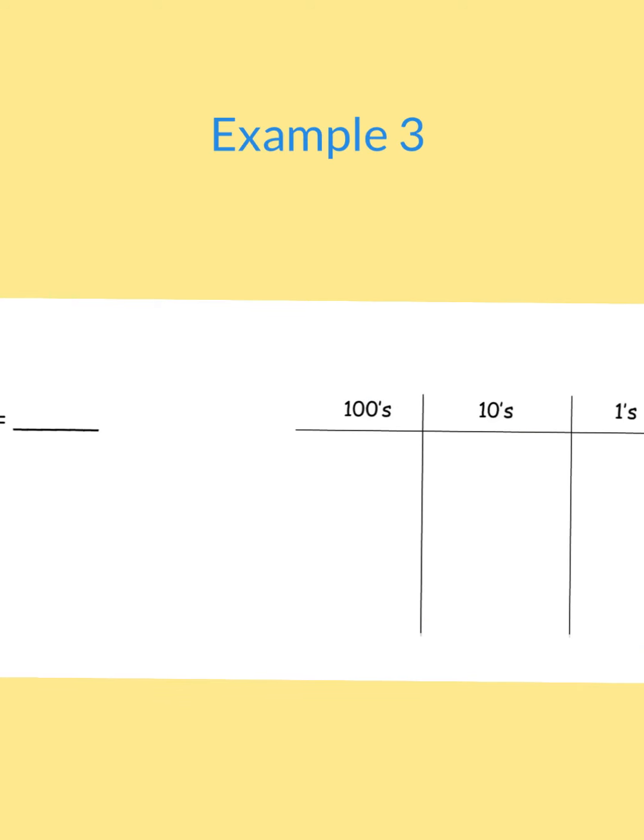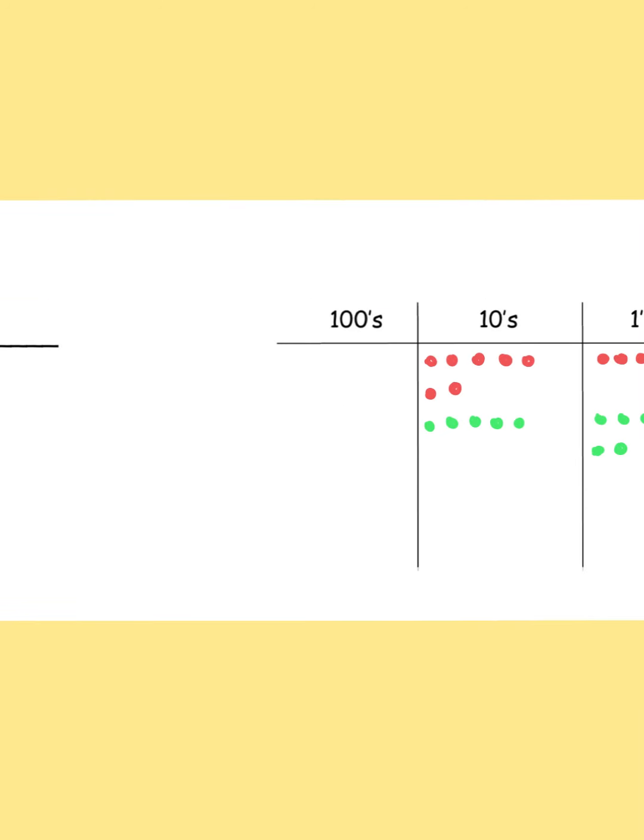Our third example is 74 plus 57. So we'll have 7 tens plus 4 ones and 5 tens plus 7 ones, as shown here. And then we will compose 10 ones and carry them over to the tens place. And as seen, we have 1, 2, 3, 4, 5, 6, 7, 8, 9, 10, and we carried them over.